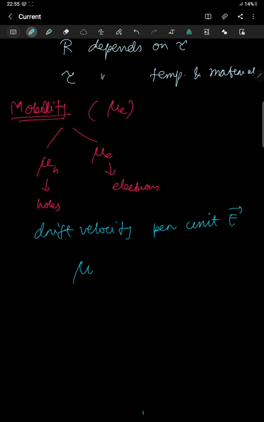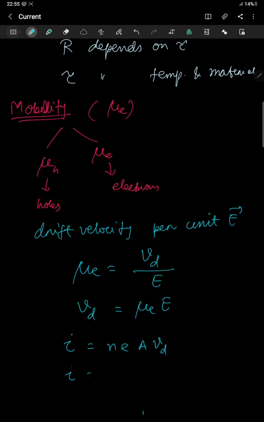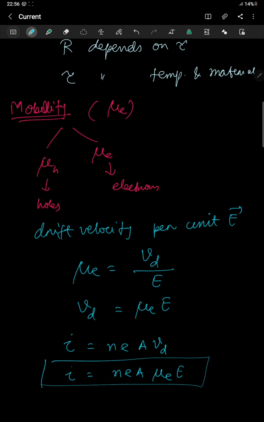So mu e will be how much? It is equal to Vd, drift velocity, by your electric field. Then your drift velocity will be mu e into E. And we already know that your current I is equal to nAeVd. So if I substitute the values, neA mu e into E. So a question can come to express current in terms of mobility, in terms of your drift velocity, or in terms of your relaxation time. Any one of the derivations can come.